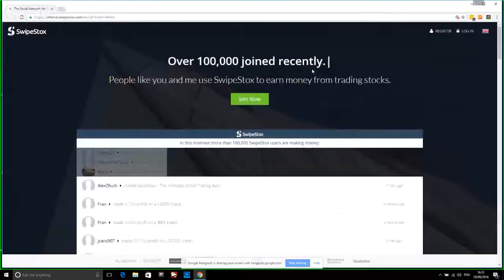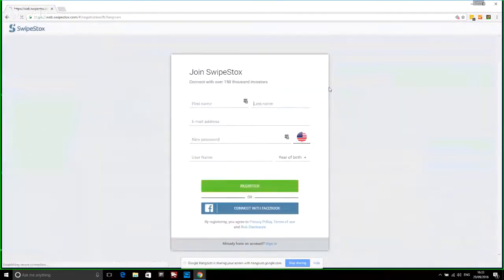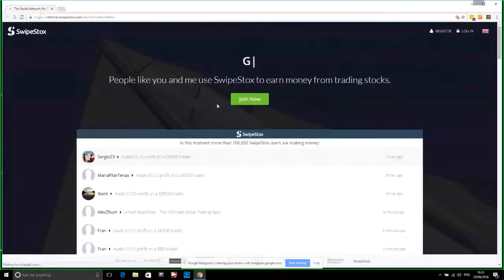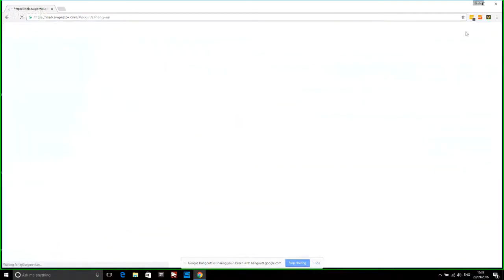desktop link. Once you've clicked it, you're going to arrive on this site here, and basically you have to go on Join Now. All you need to do is just fill in your details and then press register. Alternatively, you can also connect with Facebook. That makes things a bit easier, especially if you have trouble remembering your passwords. But since I already have an account, there's no need for me to go through this again. So I'm just going to log in with my existing account.